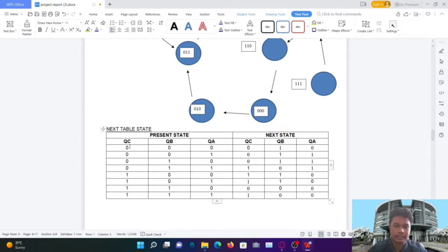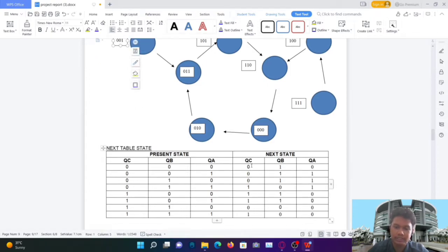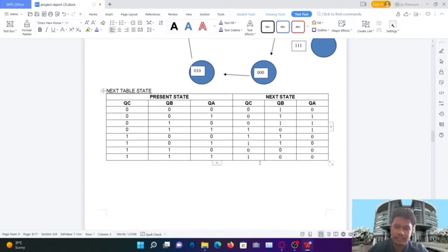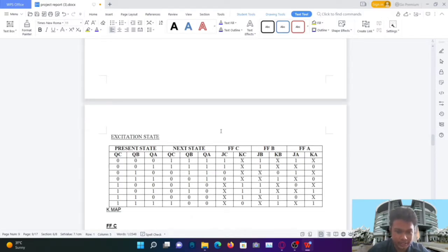So the C starts from 000 and finishes at 010, because as we can see here, this is 000, and it will go to this 010. That is the statement for this next state. That's it. So on to the next one, the excitation state.